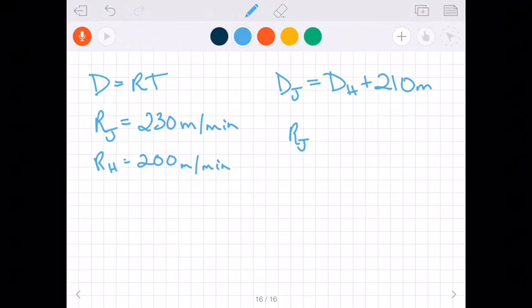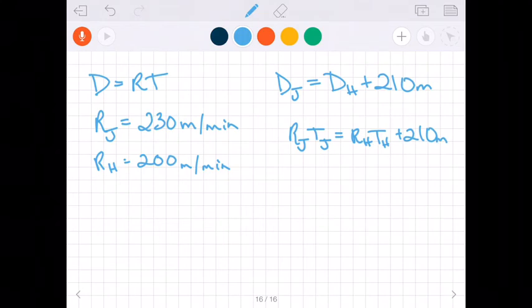So the question is, how many minutes will Jeanette be a full lap ahead? Rate of Jeanette times the time of Jeanette equals the rate of Harry times the time of Harry plus 210 meters. Okay, and they are running the same amount of time, so the time of Jeanette is equal to the time of Harry. Those are kind of the tricky little things that sometimes it's hard to figure out. But with practice, you'll get better and better at it.